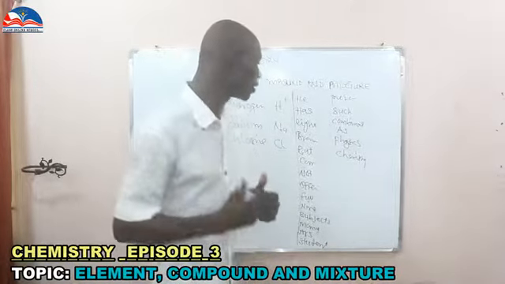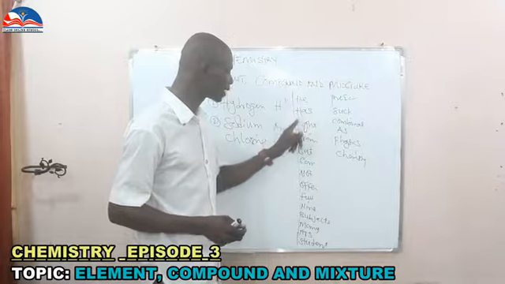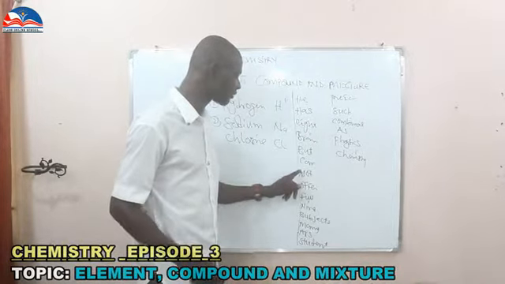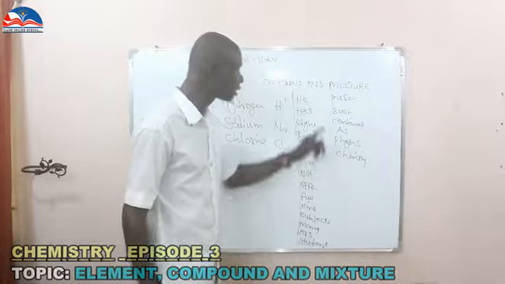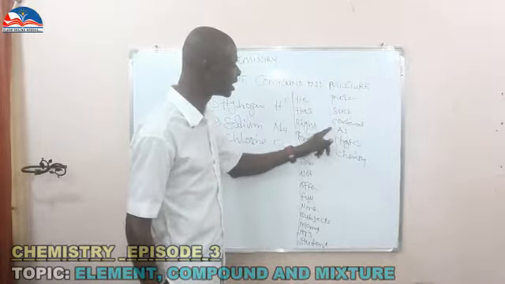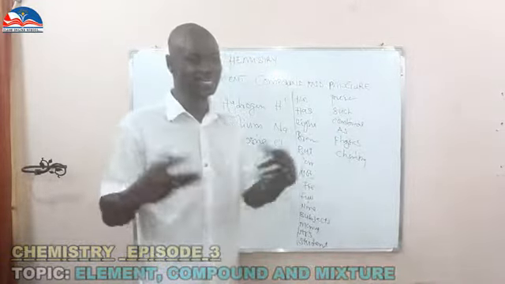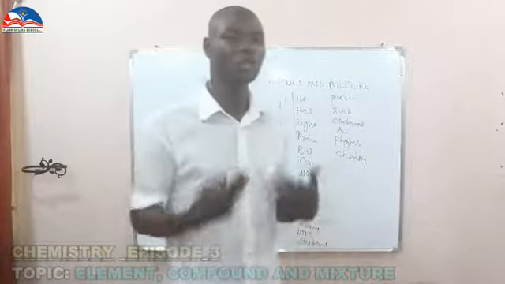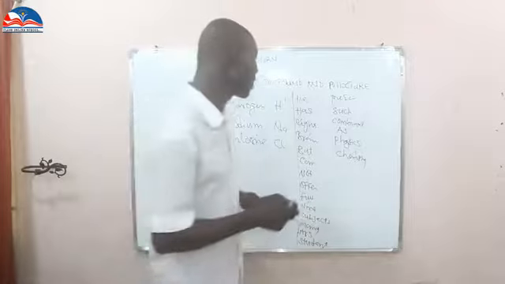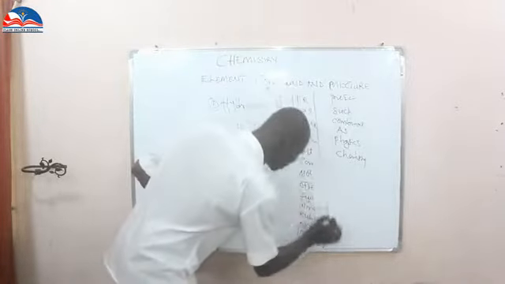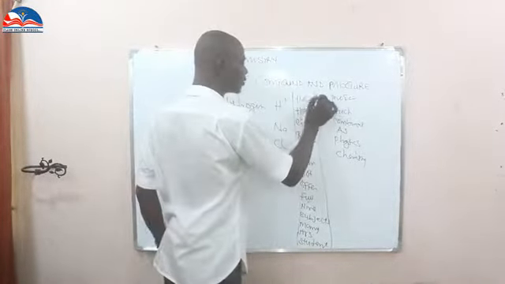Now, if you go with me, you'll find out that 1, 2, 3, 4, 5, 6, 7, 8, 9, 10, 11, 12, 13, 14, 15, 16, 17, 18, 19, 20. And that is the 20 elements. So if I want to translate it to the way you understand it, you go by: He, which is hydrogen.